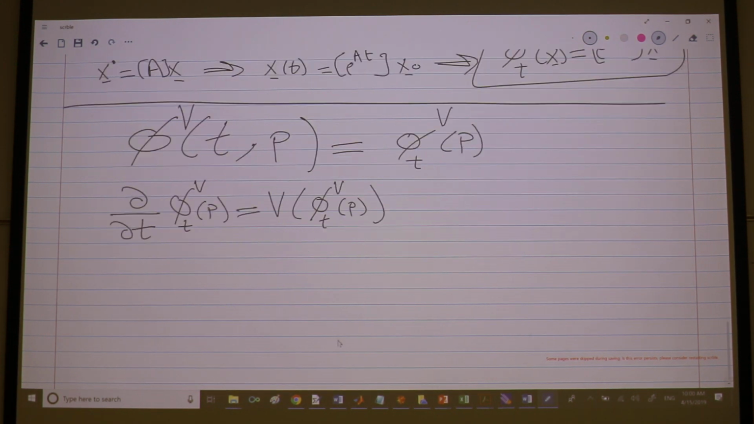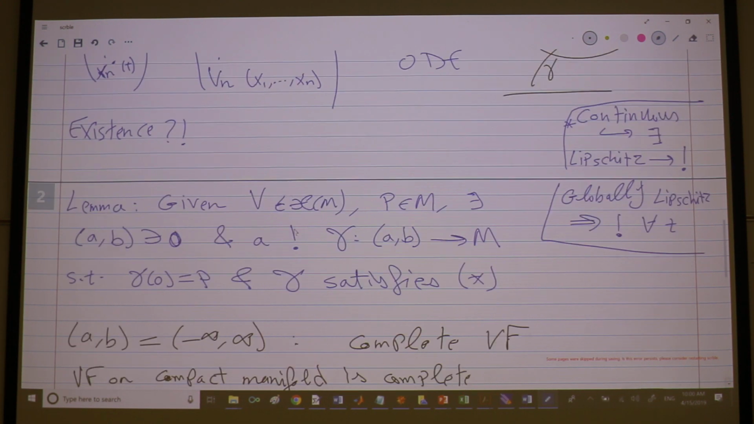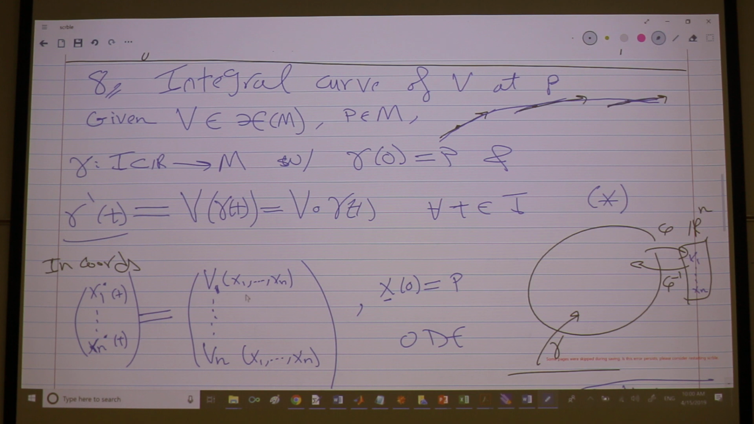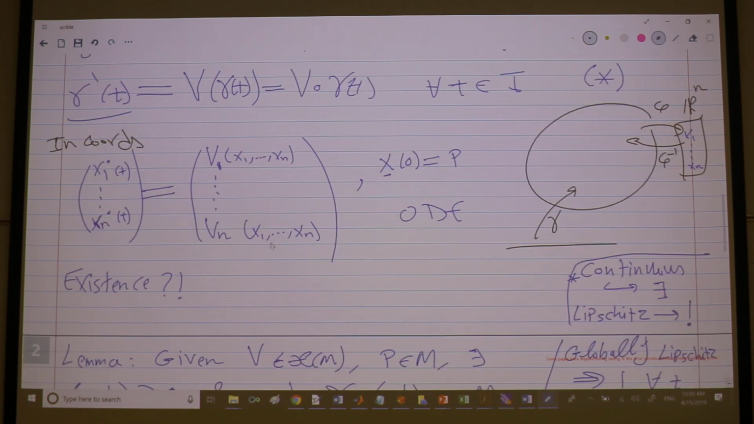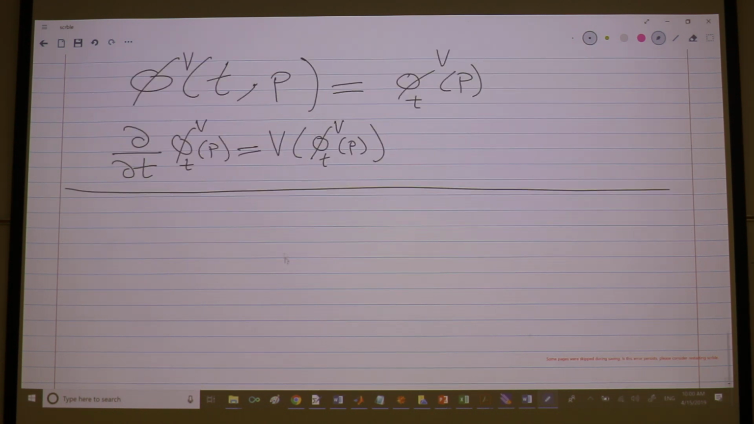Sometimes we will need this notation. Okay, so that's enough with the flow map. So vector fields are the right-hand side of differential equations. When we solve them, it's called an integral curve as a function of time. It's called the flow map as a function of the initial condition.